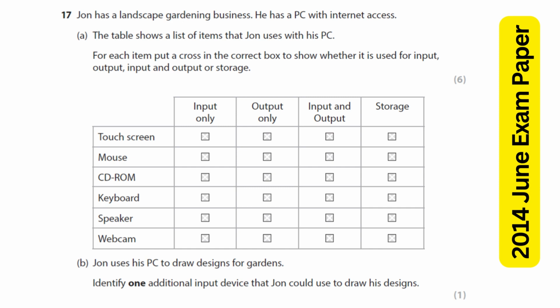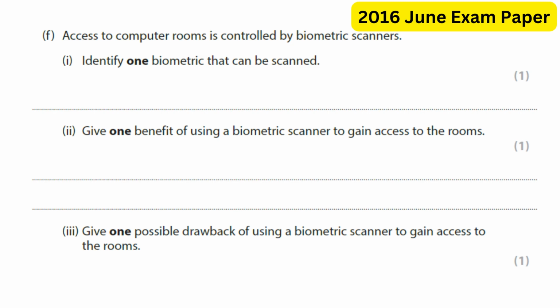John uses his PC to draw designs for gardens. Identify one additional input device that John could use to draw his designs. We learned that a graphic tablet can be used for this purpose in our previous lesson. John could use the stylus to draw designs on his graphic tablet. This is from the 2016 June paper.